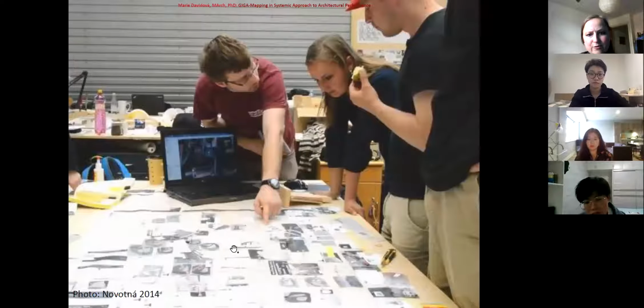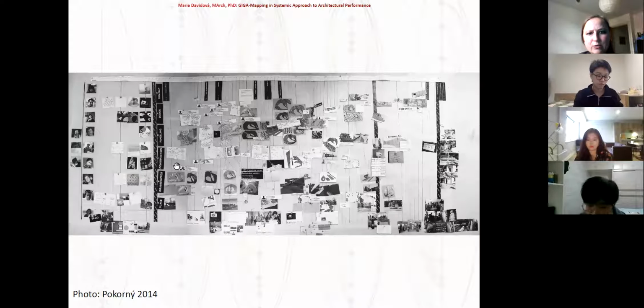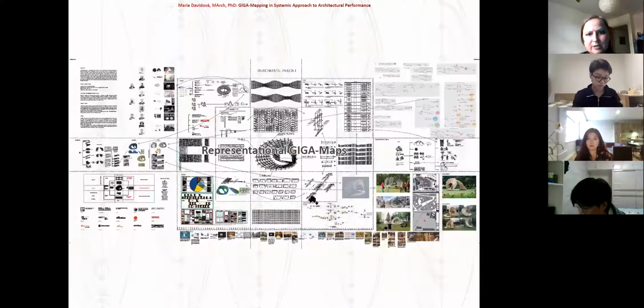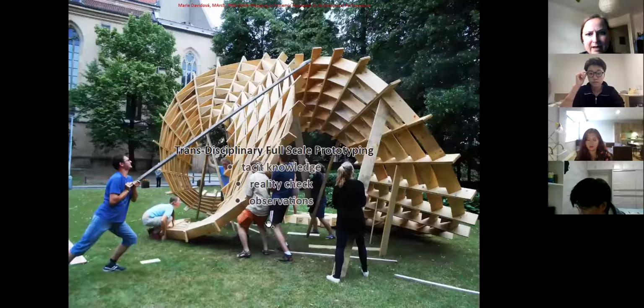And the students were organizing. Again, they were divided into, you see, different expertise. Each of them was mapping their expertise, and they were finding relations for one synergetic project. This would be the digitalized Giga map, which we exhibited with the pavilion. And this is when we built it.